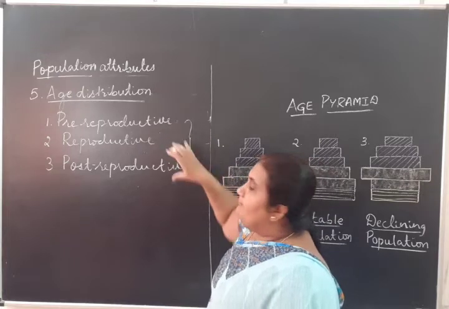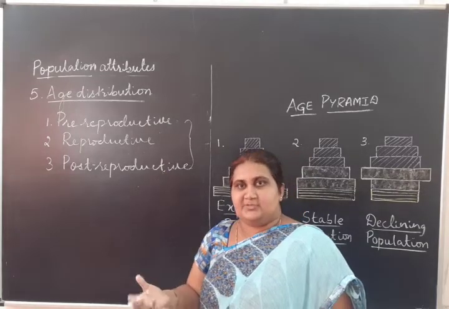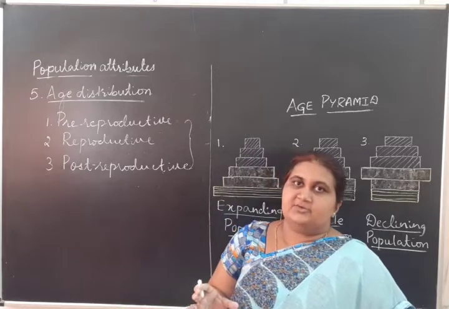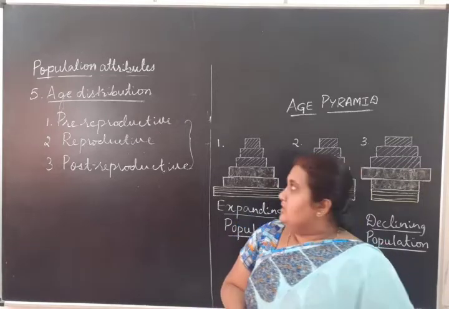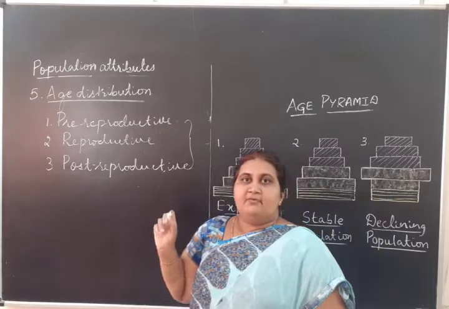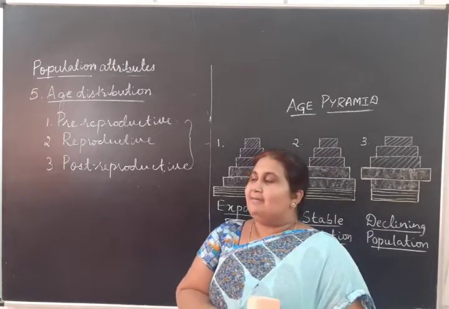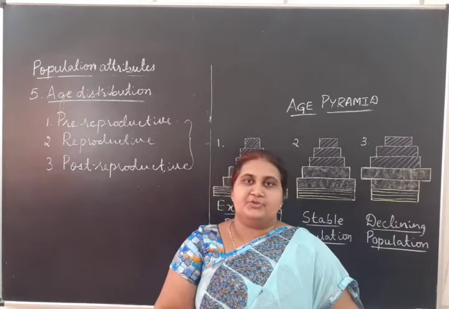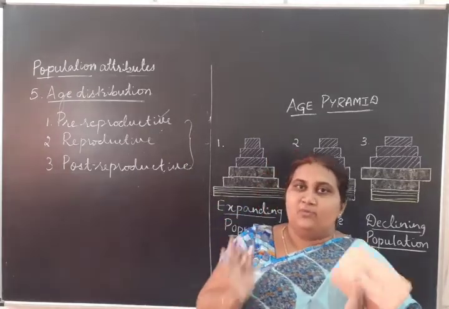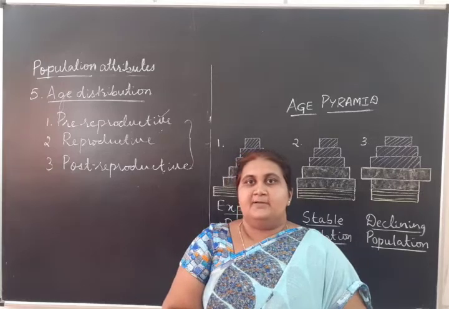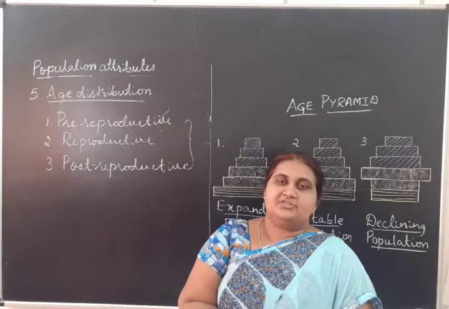By the comparative abundance of any of these age groups, we can tell whether a population is expanding, increasing, stable, zero growth, or declining. When pre-reproductive age group individuals are more numerous within the population, that population will always be expanding. It shows positive growth.